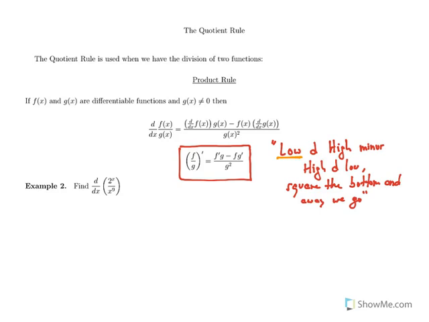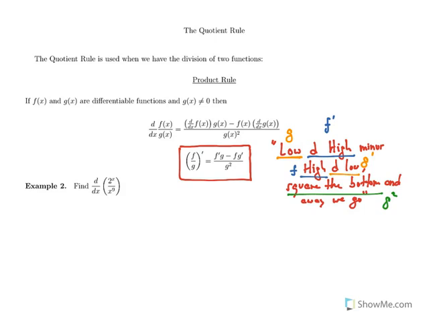So low is G, D high is the derivative of the top, high is just F, and then D low is the derivative of the bottom. So it helps us to remember the order that I need the derivative of the top first. And then of course, square the bottom is going to be G squared.